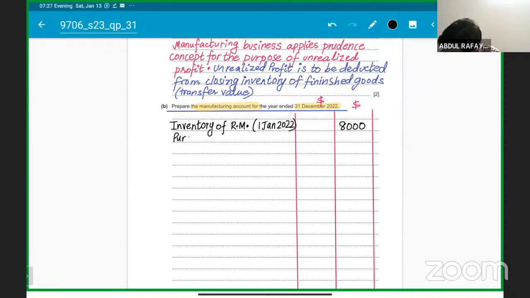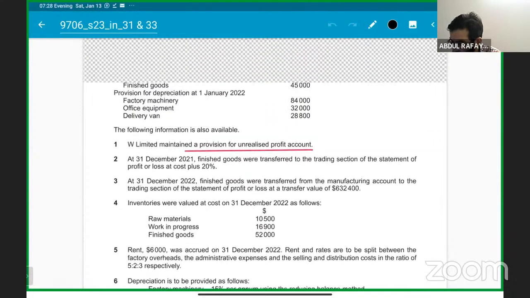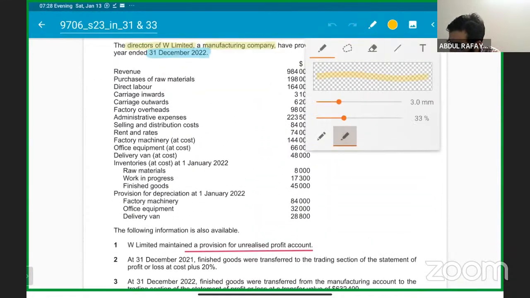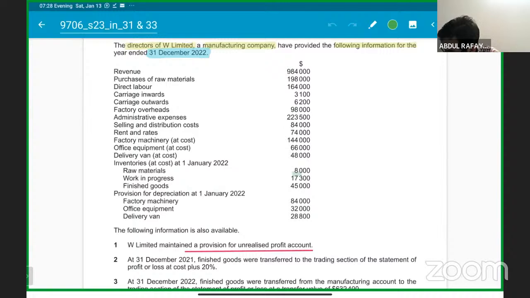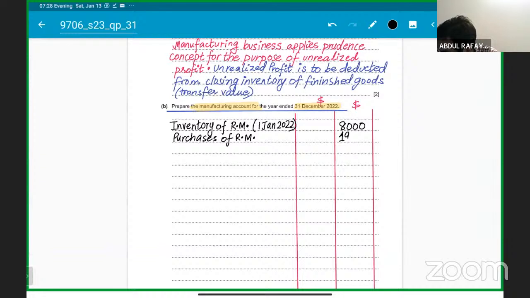In that you are going to add the purchases of raw materials. Whatever you have done the purchases, make sure there is no adjustment related to purchases. And let's mark it out whatever we are done with. So inventory of raw materials we have taken into account. Then we have purchases of raw materials at 198,000. Everyone getting it? So here we go, 198,000 is the purchases of raw materials.